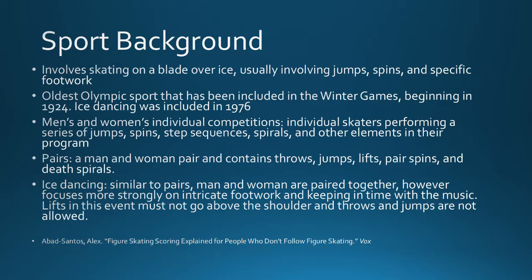There are multiple different types of competitions. There are men's and women's individual competitions, which involve individual skaters, either a man or a woman, performing a series of jumps, spins, step sequences, spirals, and other elements in their program. For pairs competition, a man and woman skate together, and it usually contains throws, jumps, lifts, pair spins, and death spirals.